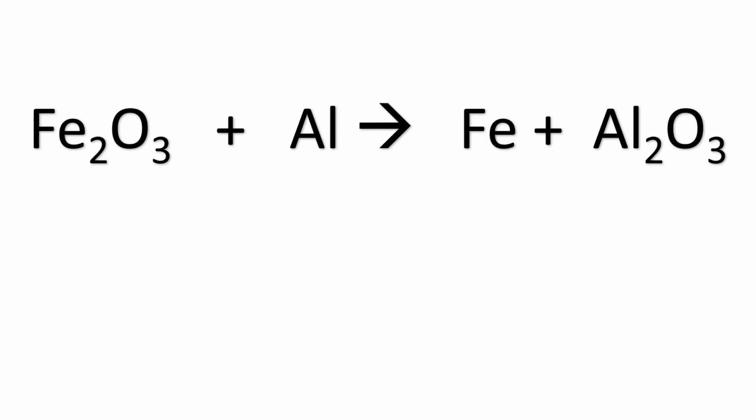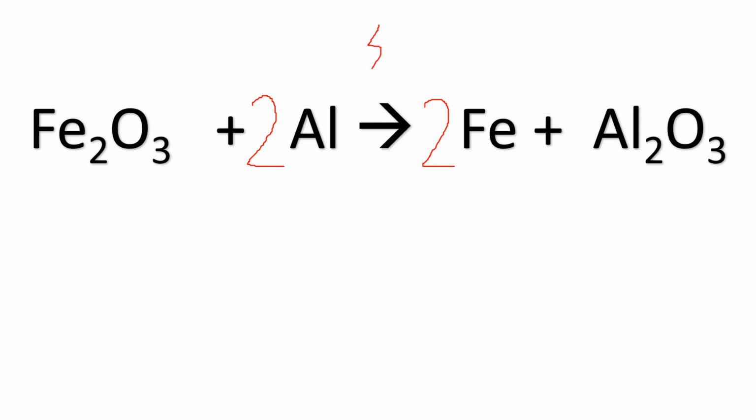In the next example, we've got Fe2O3 plus Al goes to Fe and Al2O3. This is relatively straightforward to balance. You've got 3 oxygens on each side, so we don't want to do anything that messes around with that. I've got 2 irons on the left hand side, so I need to times the Fe on the right hand side by 2. And I've got 2 aluminiums on the right hand side, so I need to times the amount of aluminium by 2. And now this equation is balanced.